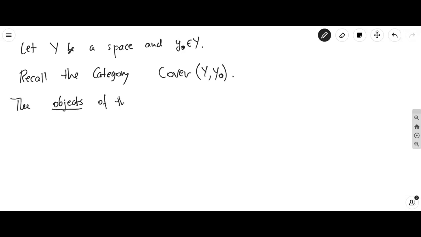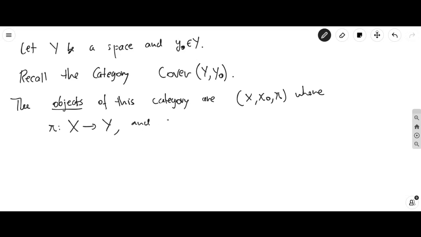So the objects of this category are going to be triples (X, x0, pi), where pi is a covering map from X to Y, and it sends this initial condition to that initial condition. So it's coverings where pi is a covering. So we have a covering map, we have this initial condition, and these are going to be the objects.